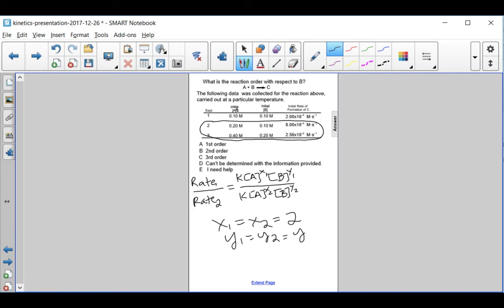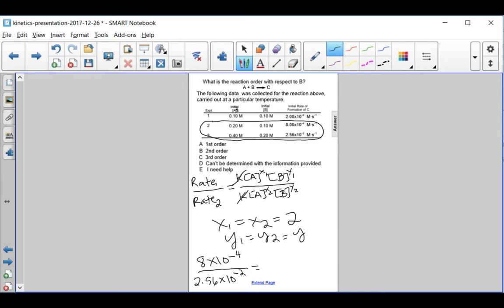So again, I'm going to use experiment 2 and experiment 3. So I'm going to say the rate for the first one, which is 8 times 10 to the minus 4, over the rate for the second, 2.56 times 10 to the minus 2, equals, you can see up here the k's will cancel. Since it's carried out all at the same temperature, the k is constant, so I get rid of that.